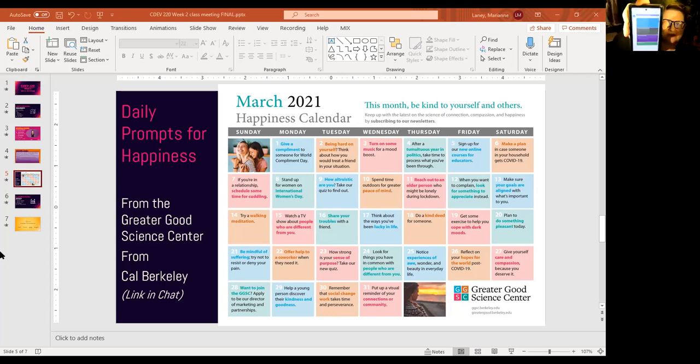So I went in there, downloaded the calendar and integrated it into my calendar. Oh, I didn't even think about that. Yeah, you can integrate it into your calendar. I have an Android phone, so I'm sure it works with iCal as well. But yeah, so it says March 30th, turn on some music for a mood boost.